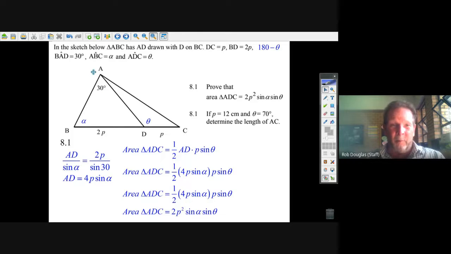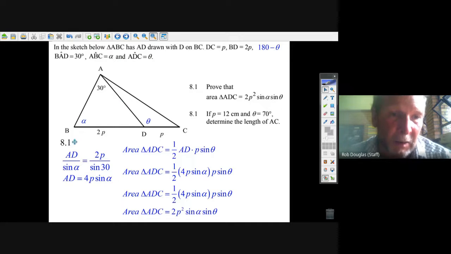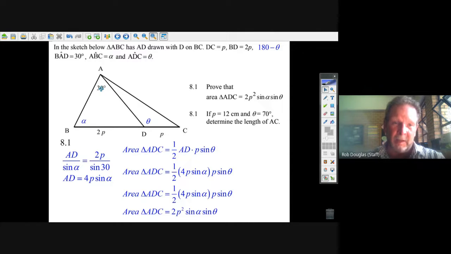Now the problem is we don't know anything about AD. But look, the question's telling you what to do. You see that sine theta? That sine theta means you're probably going to use the sine rule. And look at this. AD is opposite sine theta. So the sine rule says AD goes with sine theta and 2P goes with the angle that's opposite it, the sine of 30 degrees. Well, we got that thing there.